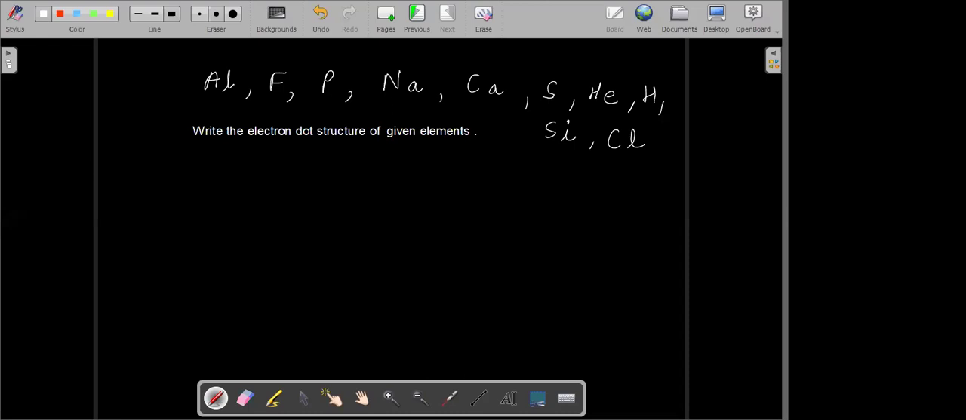Sir, atomic number for sulfur is 16, na sir? Yeah, it's 16. Okay, I'm giving you the atomic numbers. I think some of you are facing issue with it. So you have 13, 9, 15, 11, 20. Sulfur is 16. Helium is 2. Hydrogen is 1. Silicon 14. Fluorine 9.